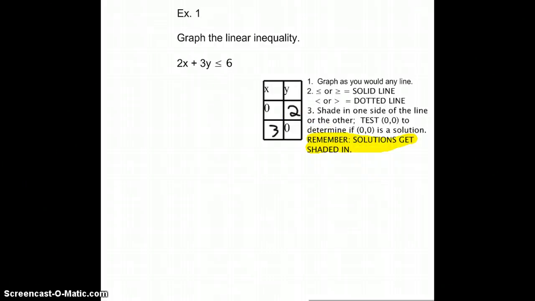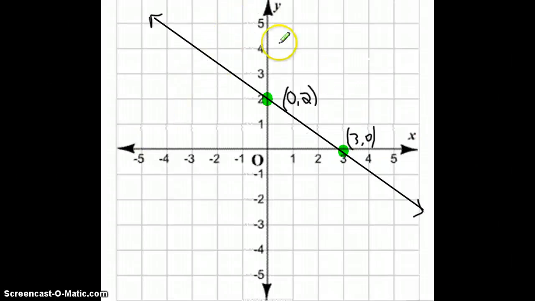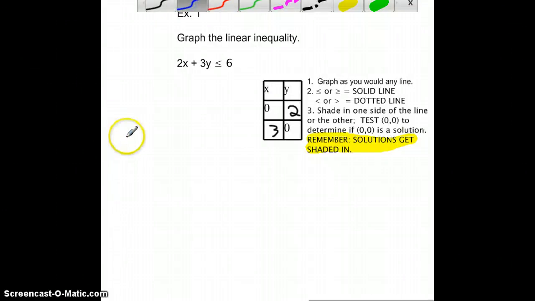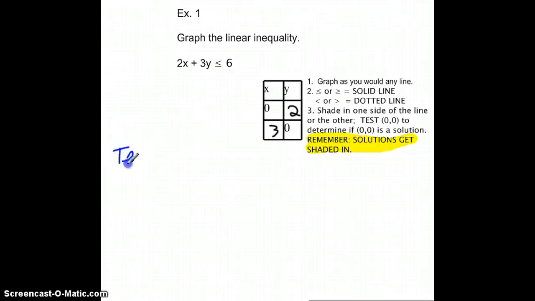So we've got to figure out which side of the line the solutions are. Are they up here or are they down here? We've just got to test any point. The point we're going to test is right here, 0, 0. I like testing 0, 0 because it's obvious what side of the line it's on. It's also going to make our math very easy. So let's go back over here and test 0, 0. The way we do that is we plug in 0 for x and 0 for y.